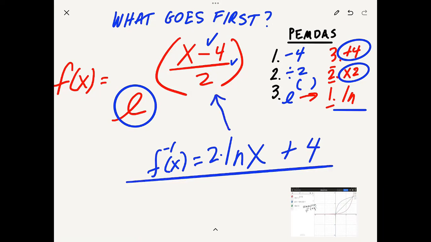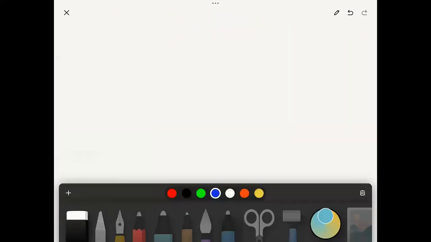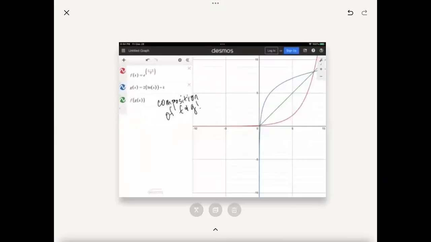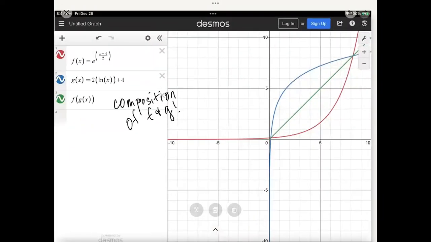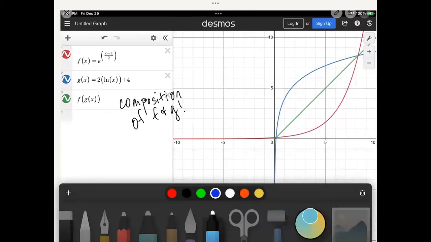Now, I'm going to erase all of this so it doesn't get confusing, but I've already done this question and I used Desmos, so I want to show you what it looks like. This is the original function, e with base e. Here's my inverse function, g of x, and look at it. It's 2 times the natural log of x plus 4, which is what we found.